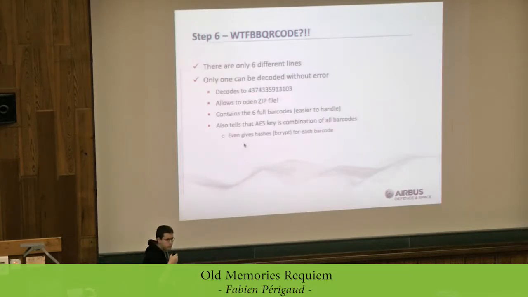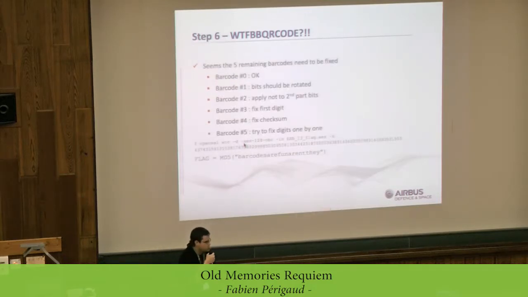But we still have a problem, which is that we can only decode the one barcode. All the other ones seem to be invalid. So we now have to somehow guess how to fix the barcodes to be able to decode them. By trial and error, we finally find the modification to perform on each barcode to be able to decode them. The first one was okay.